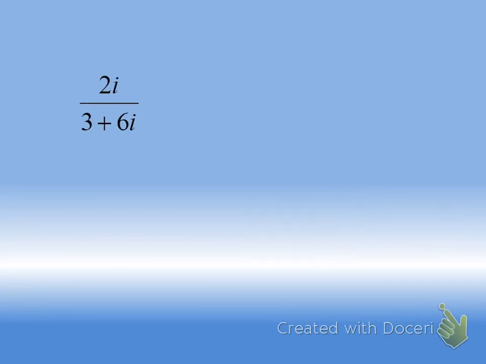Next example. 2i over 3 plus 6i. What's different about this problem from last? How does it look different? It's flipped. How so?